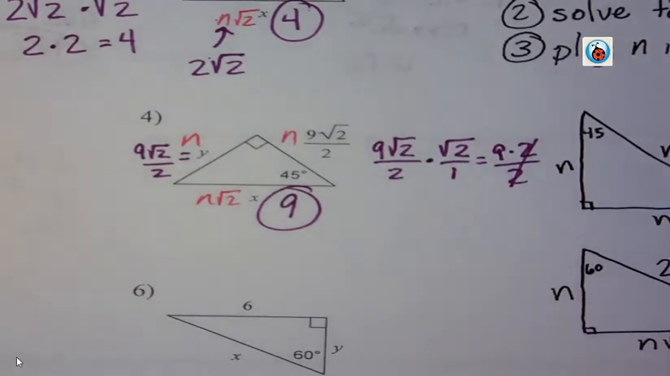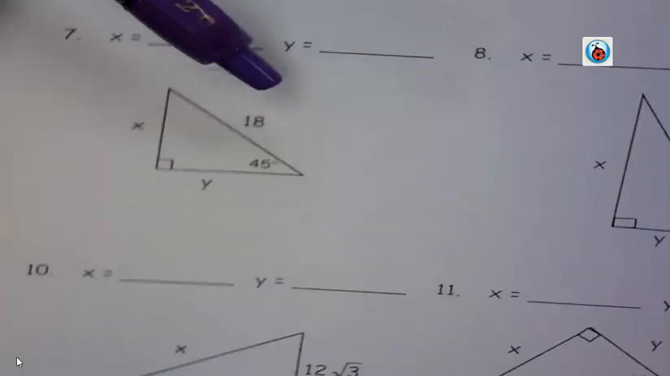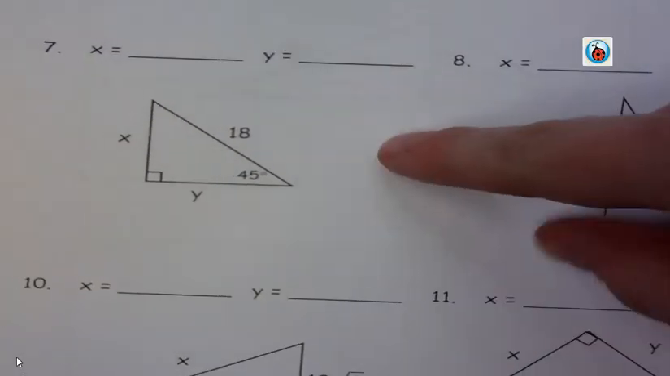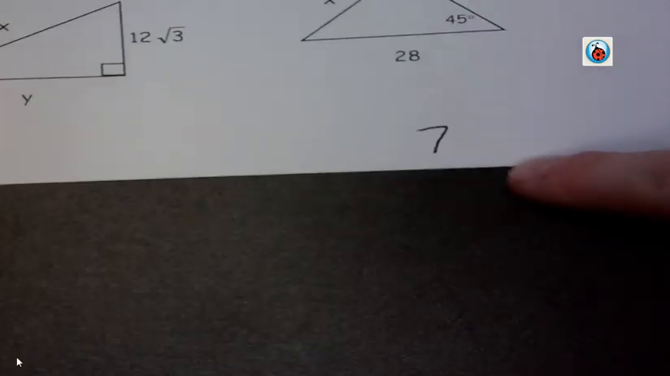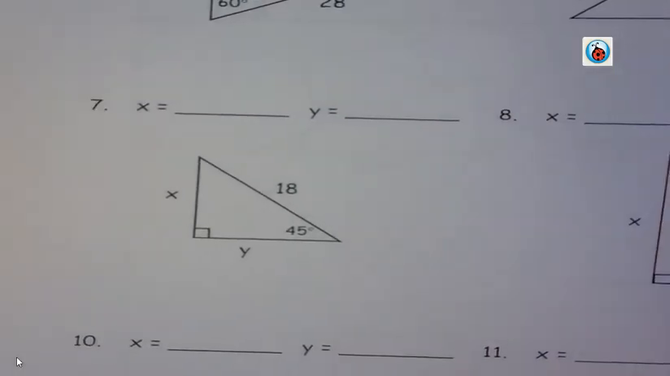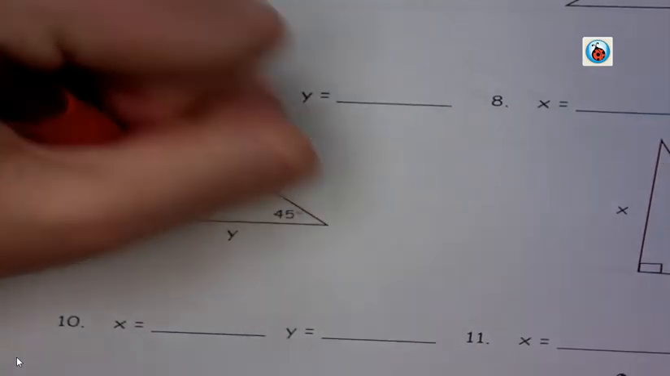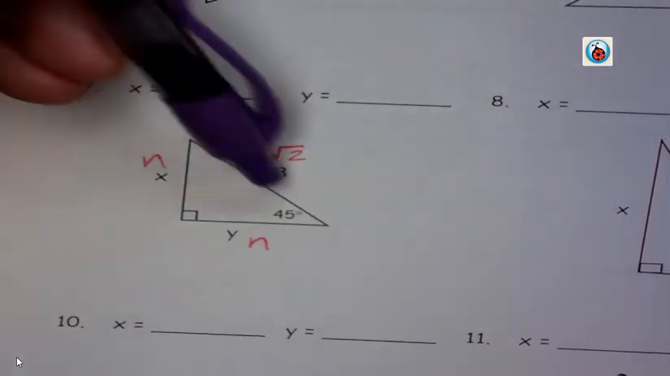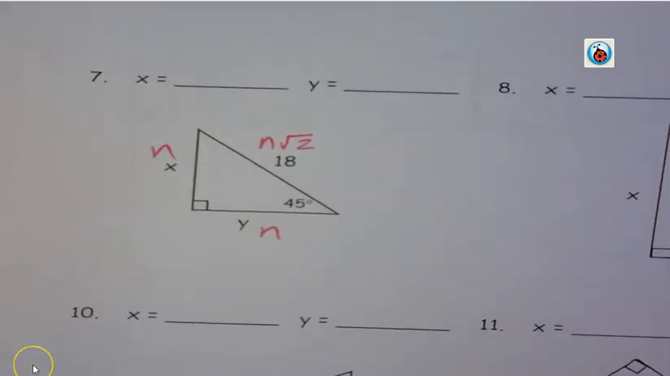Okay, real quick, I want you to turn to page 7, I believe. Yeah, because there's an example that is not there that you will see a lot. So page 7, number 7. All right, I'll say that one more time. Page 7, number 7. That's where we are. I'm going to go ahead and label this n root 2, n, and n. So this one gives us the hypotenuse. None of the ones on the notes do that.